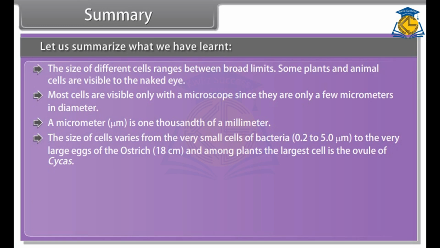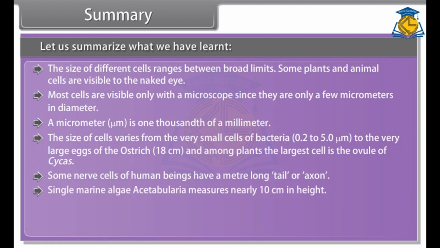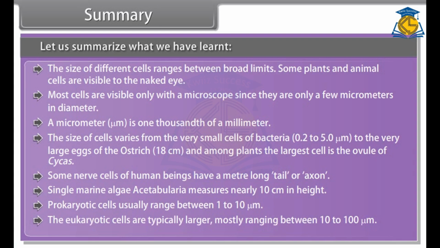Among plants, the largest cell is the ovule of Cycas. Some nerve cells of human beings have a meter-long tail or axon. The single marine alga Acetabularia measures nearly 10 centimeters in height. Prokaryotic cells usually range between 1 to 10 micrometers. The eukaryotic cells are typically larger, mostly ranging between 10 to 100 micrometers.